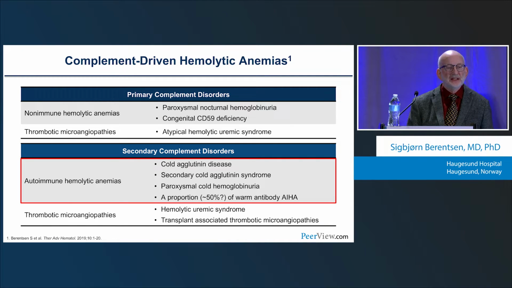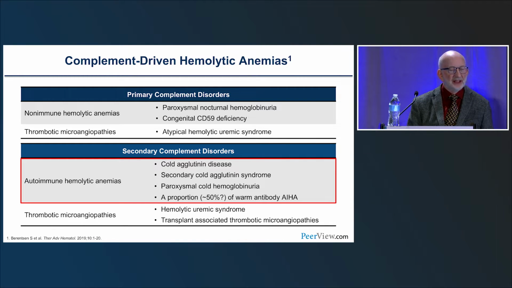Cold agglutinin disease is a complement-driven hemolytic anemia, and you see we have classified it among the secondary complement disorders, in which we have most of the autoimmune hemolytic anemias, like cold agglutinin disease and secondary cold agglutinin syndrome, paroxysmal cold hemoglobinuria, or PCH, which is an extremely rare disease, at least in adults, and proportion may be about 50% of the warm antibody autoimmune hemolytic anemias, the WAIHA, will also be within this category.